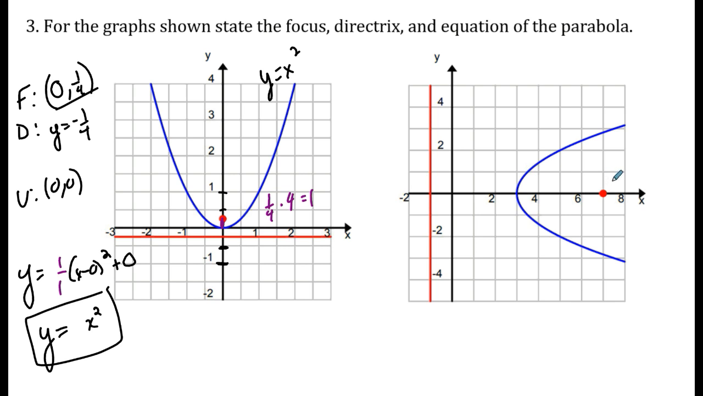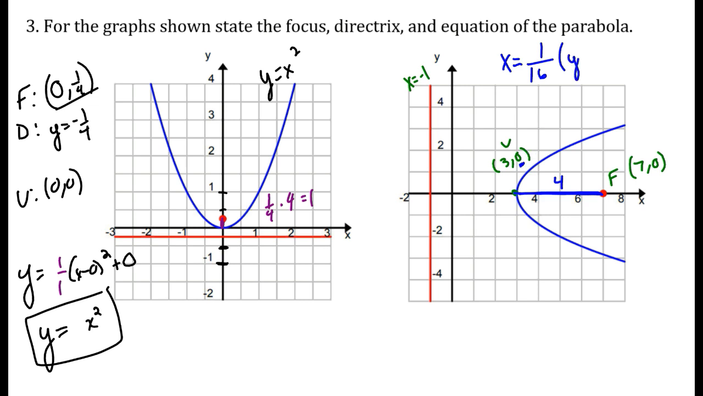Here I have a focus. Here's my focus of, what is that, 7, 0. A directrix of x equals -1 because it's a vertical line. So we got to be careful here because I've got a vertical parabola. I'm going to get my vertex right. My vertex is 3, 0. So when I write the equation, it's going to be x equals. What is my focal length? How far away is my focus from my vertex? It's 4. Multiply it by 4 is 16. 1/16.